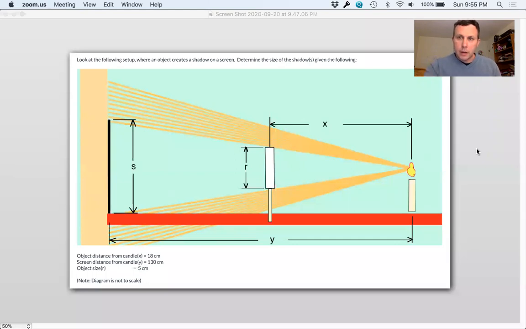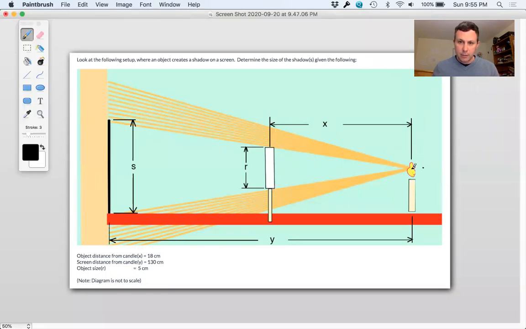All right, so here we are. We're going to look at this shadow problem, which is similar to the simulation we did in class. So we have this candle and it's shining light at this object over here. And then there's a screen back here behind the object, and the light is going to go, but it's going to get blocked by this object.